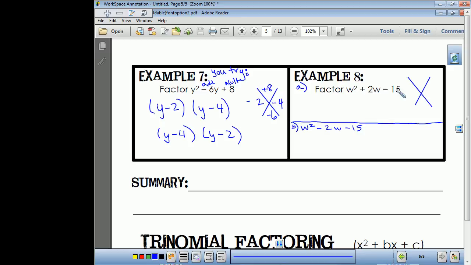Okay, so if we look at this one, this is where we have to put our thinking caps on. Because the last term is negative, I'm multiplying to get a negative. Whenever I multiply to get a negative, one of the numbers has to be positive and the other one has to be negative. That's the only way to multiply to get a negative. And I'm adding to get a positive. Well, if I'm adding and getting a positive, that bigger number has to be positive. So this is 5 and negative 3, because 5 times negative 3 is negative 15, and 5 plus negative 3 is 2. So this breaks down to w plus 5 times w minus 3.